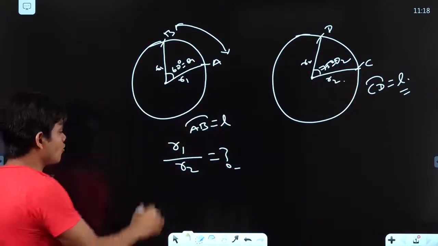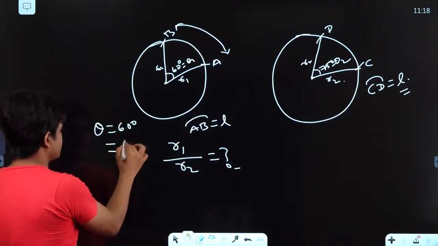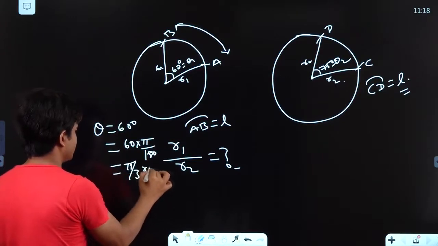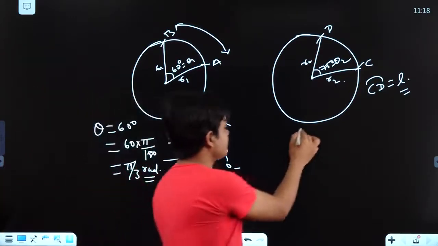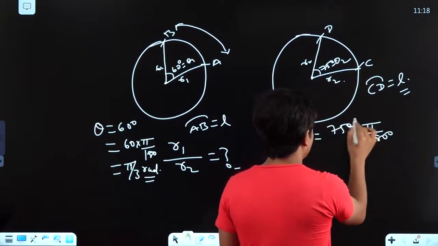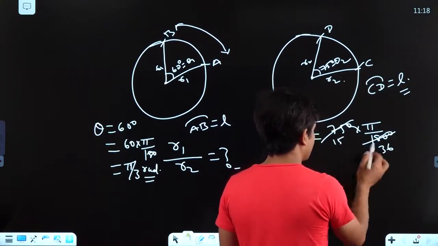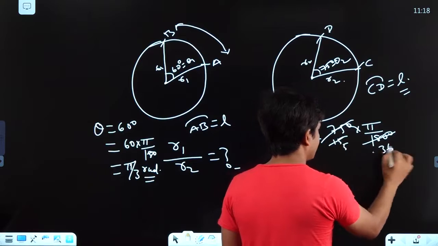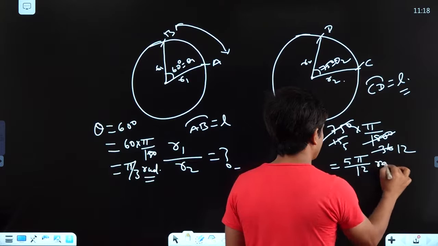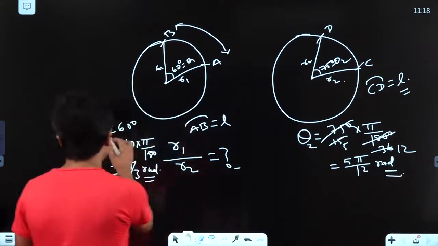So what shall we do? First of all, what is your theta? 60 degree. What does this mean? 60 into pi by 180 means pi by 3 radian. And what is the theta over here? 75 degree into pi by 180. So 15, 36, 5, 12. So it is 5 pi by 12 radian. So this is your theta 2, this is your theta 1.